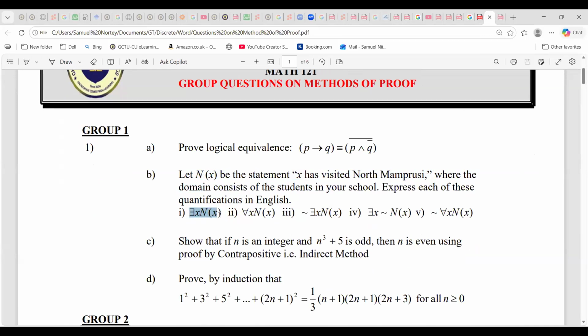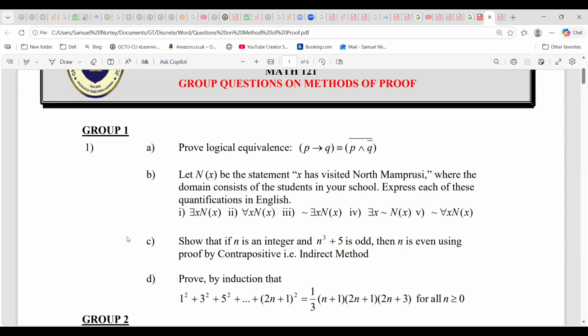There exists x, N of x. How will this read? X stands for a student, and N of x means that student has visited North Mamprusi. So how will you translate there exists x, N of x into words? There is a student that has been to Mamprusi. Okay, and then how will you translate number 4? There exists x, not N of x. There is a student that has not been to Mamprusi.